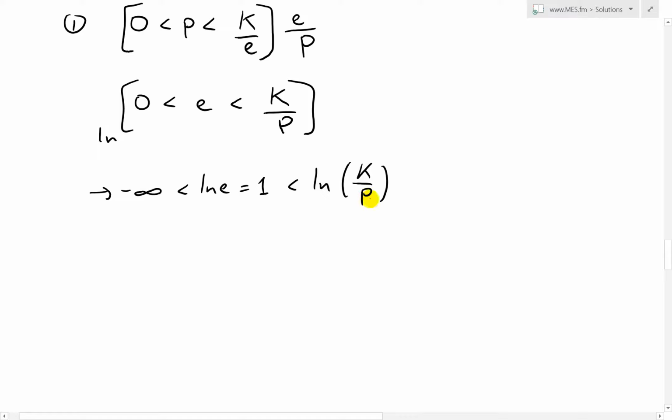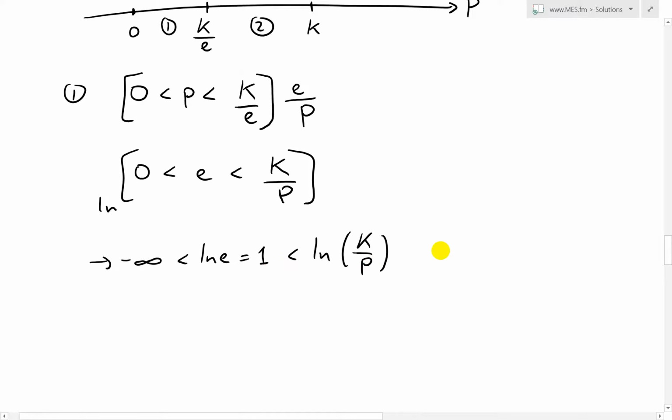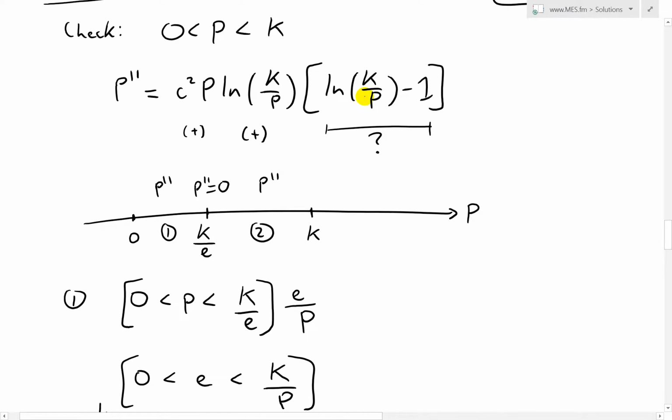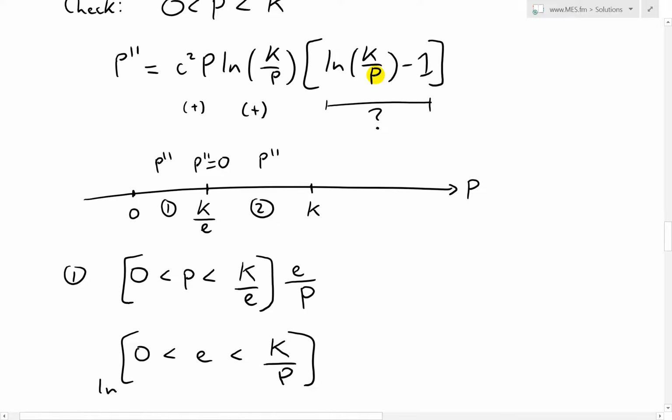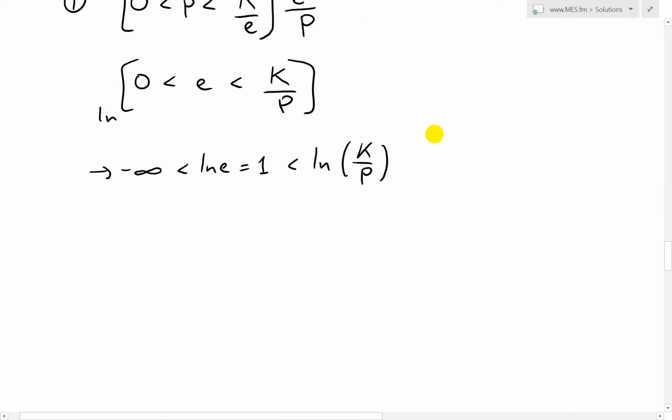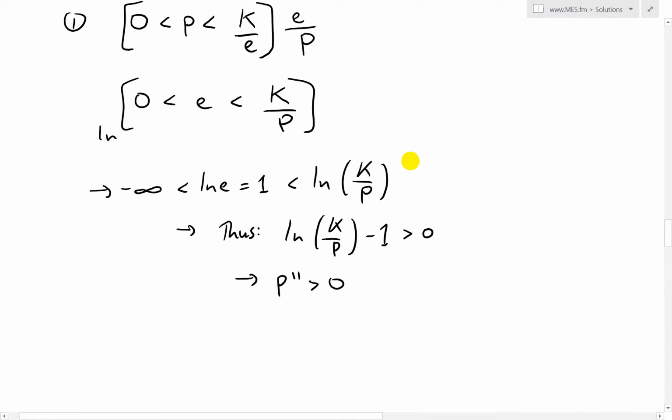So now that we have this ln k over p is greater than 1, that's all we needed to find out. So if it's greater than 1, then we have this ln k over p minus 1. Thus, if it's greater than 1, then we have greater than 1 minus 1, that is greater than 0. In other words, the second derivative is greater than 0 at this point.